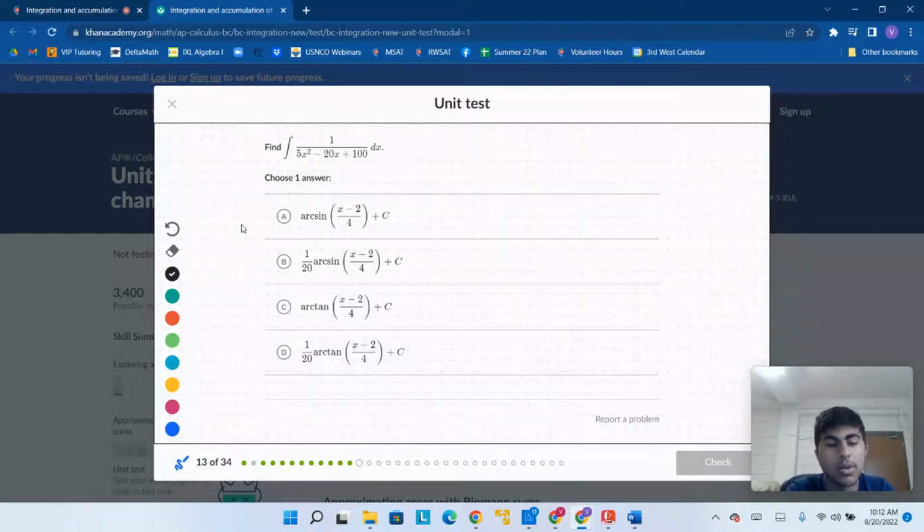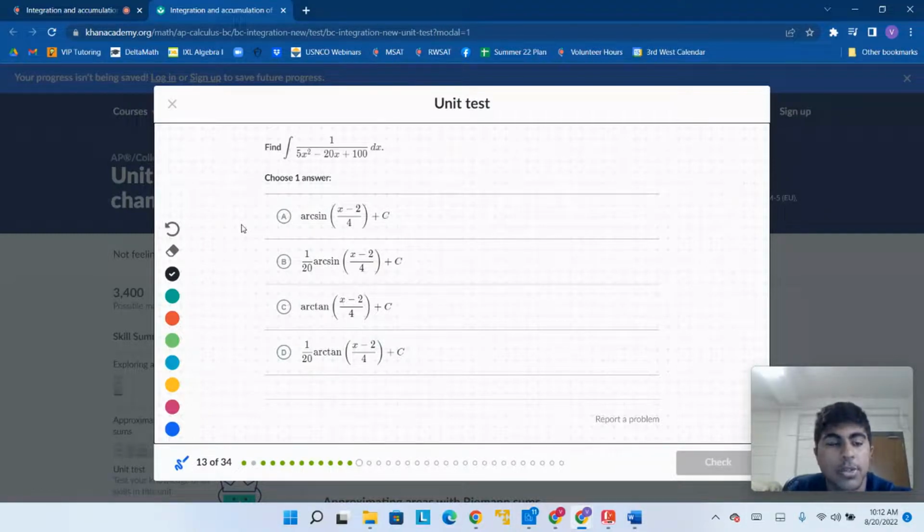So we're trying to find the antiderivative of 1 over 5x squared minus 20x plus 100. How are we going to do that? Well, if we think about it, we have a couple options. What they're telling us is that we have options in arc sine and arc tangent. What do we think about that?